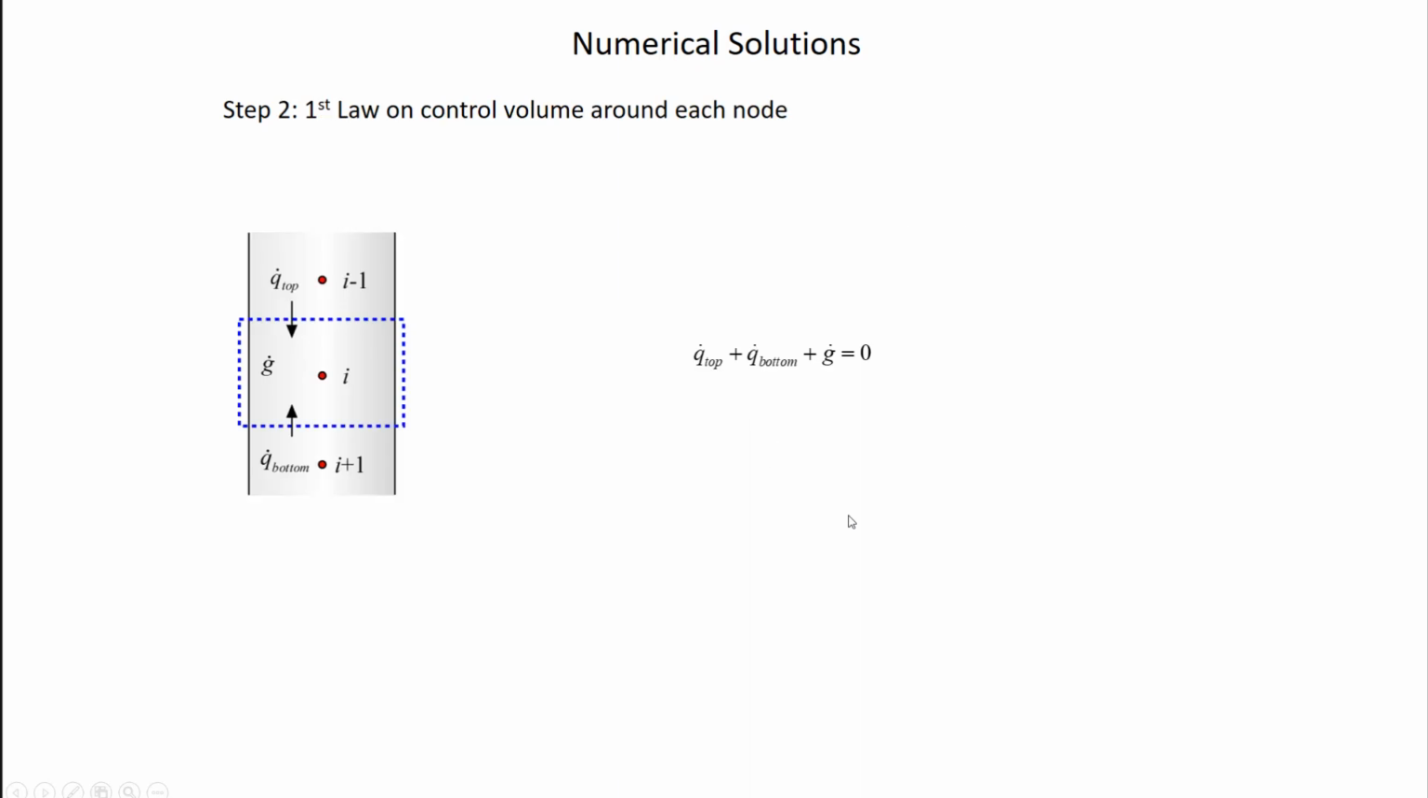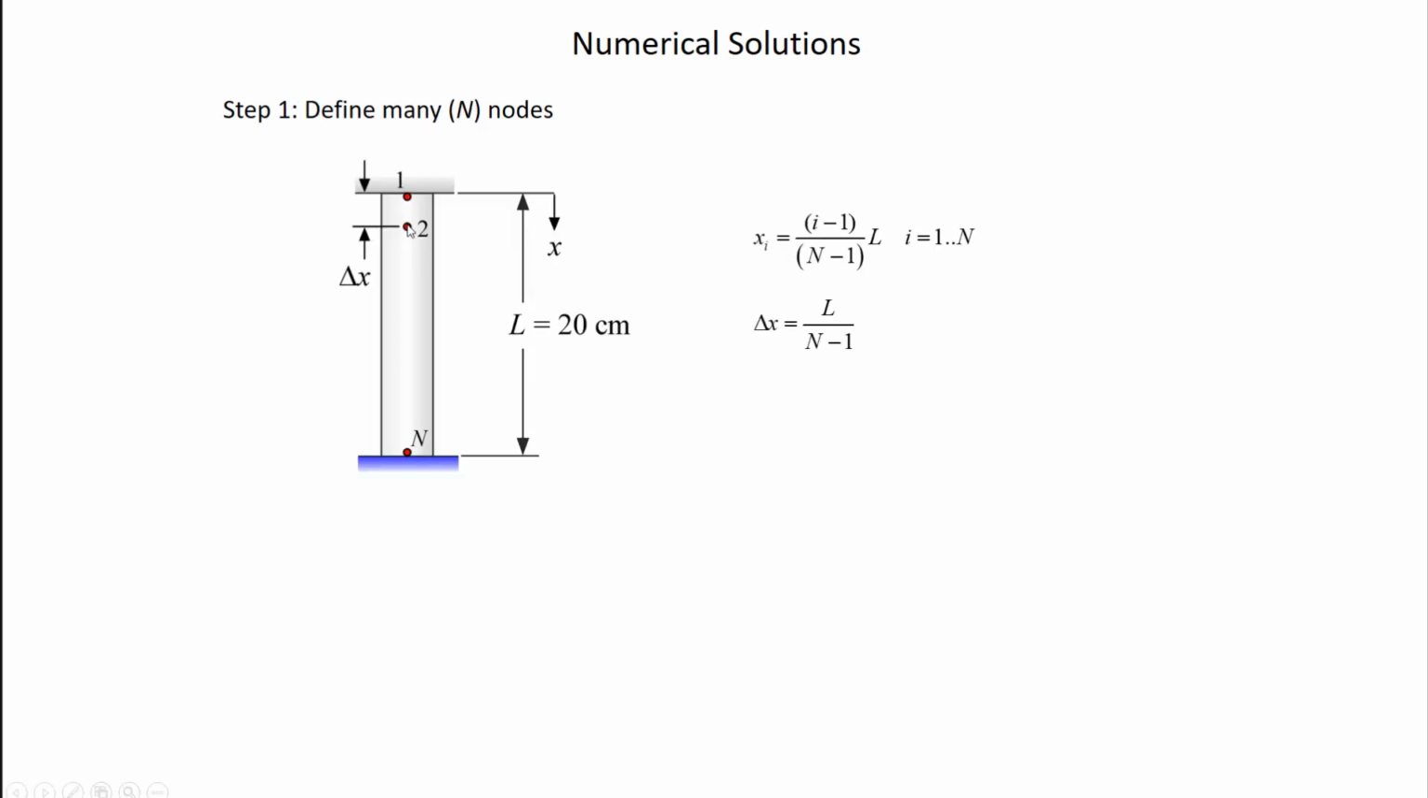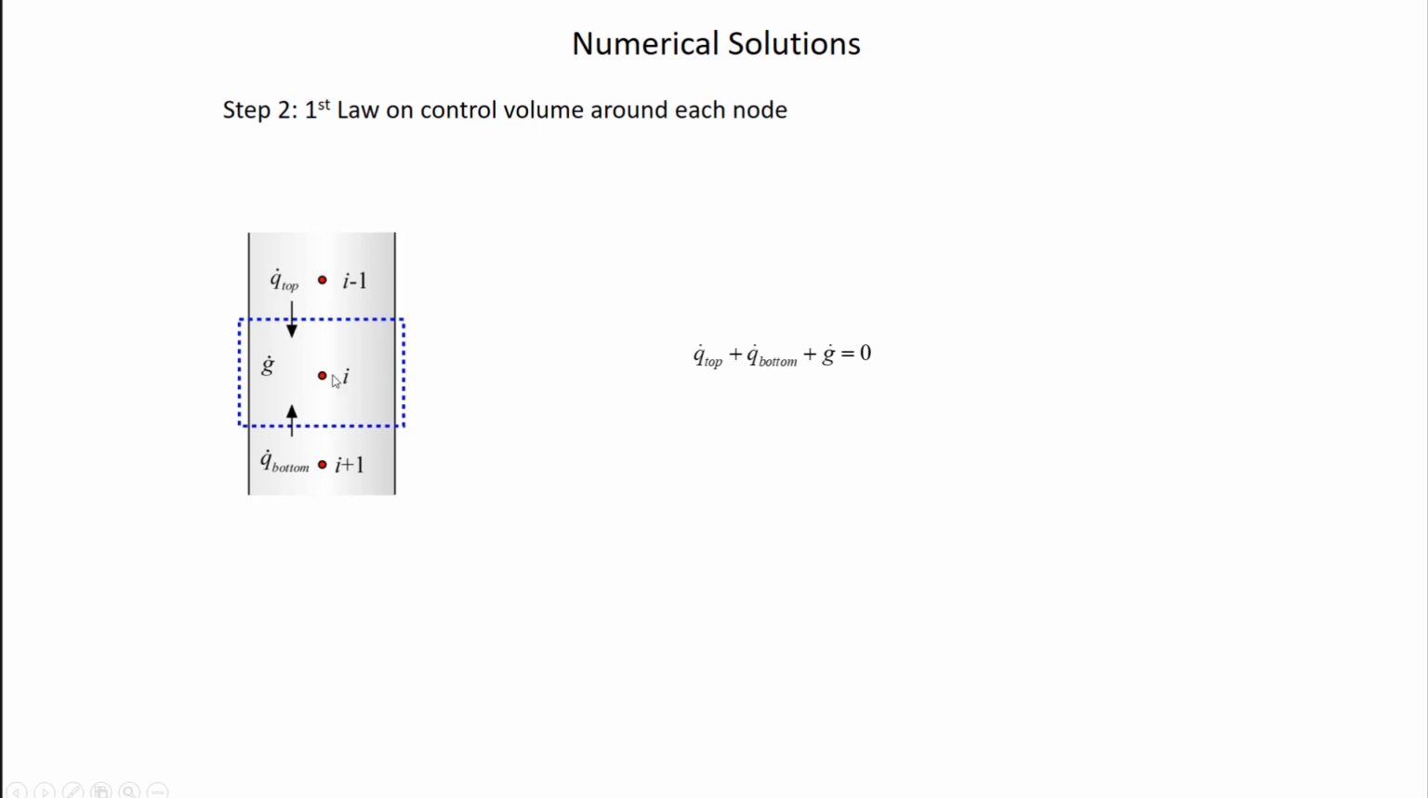The next thing I have to do is a first law around a control volume, a first law on a control volume that's defined around each node. And I said that this is going to look a little differently if I'm talking about an internal node versus an external node, right? So an internal node is any node from i equals 2 down to n minus 1, right? It's a node where if I look up, I see another node. If I look down, I see a node, right? So that's an internal node.